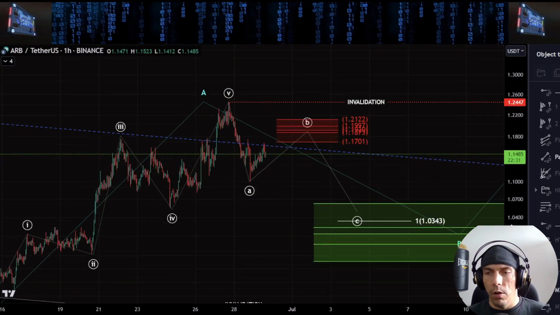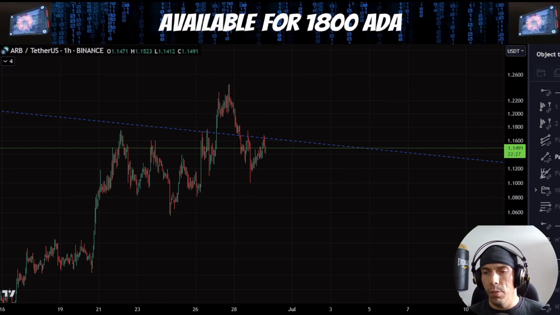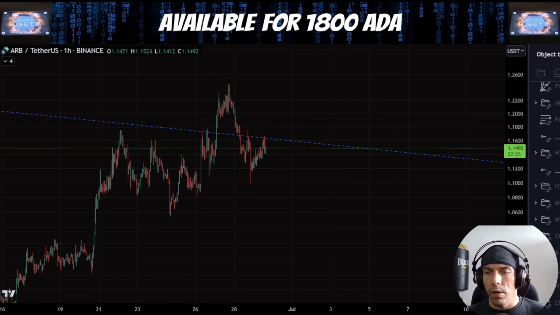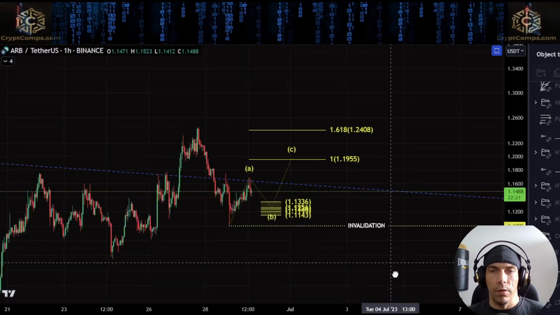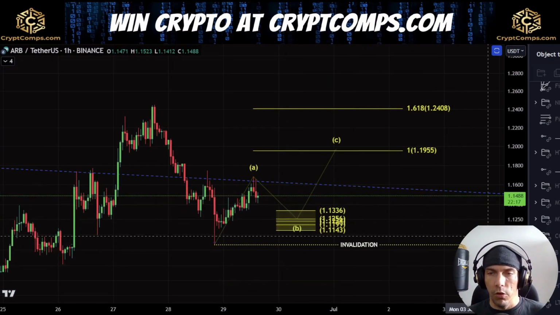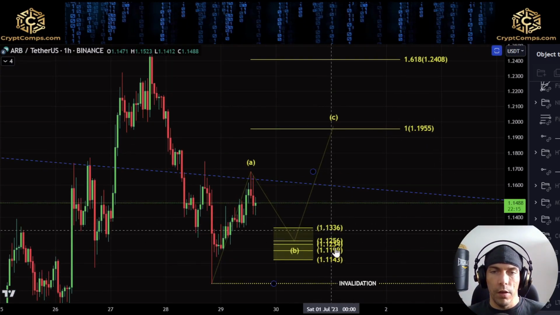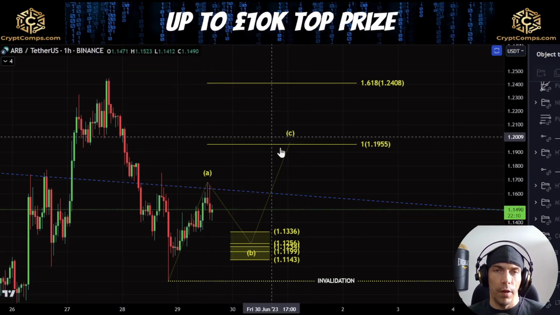Now, what we could argue is that within this, it's not completed this B wave, and what we could see is rather something along these lines where we actually see this develop in this way, where this is an A wave. We come back down, look to find support here in this $1.13 to this $1.11 area, and then look for an additional push to the upside in this C wave.